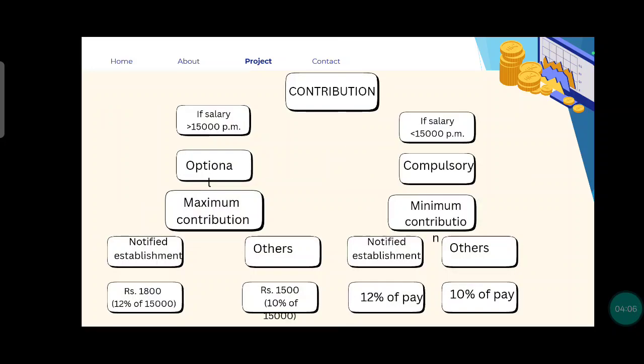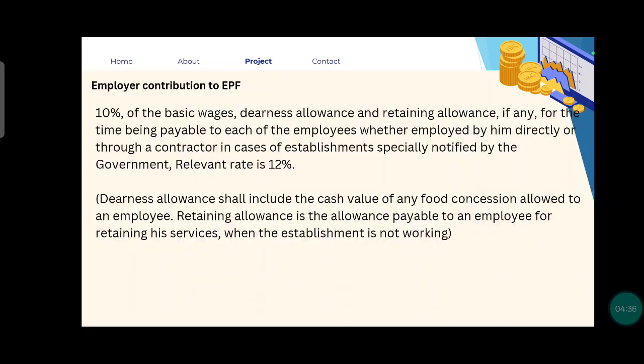This is the contribution pie chart. If salary is less than 15,000 and if salary is more than 15,000. If salary is less than 15,000, it is not compulsory to contribute, but if the salary is more than 15,000, it is compulsory. These are all the notified establishments, and for if salary is more than 15,000, 12% of pay and 10% of pay also.